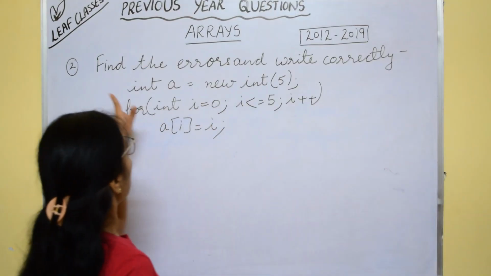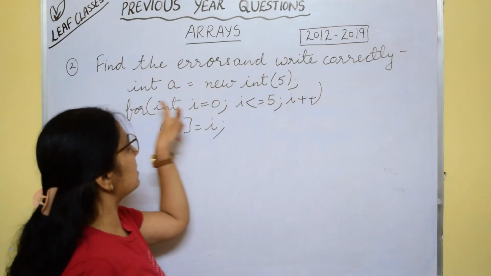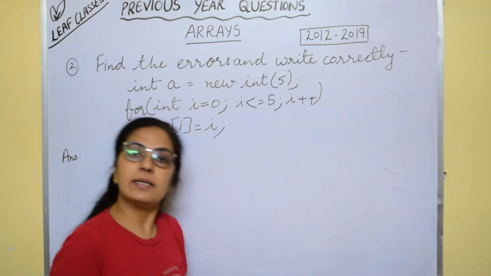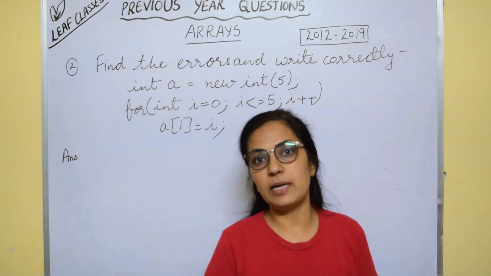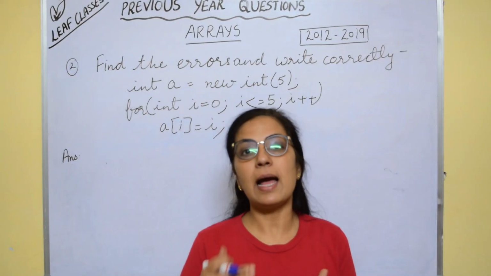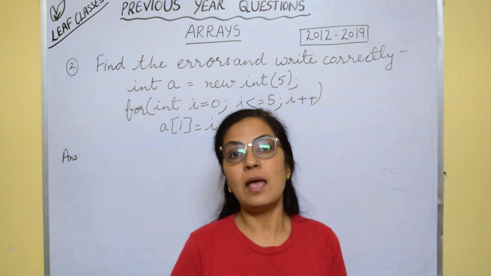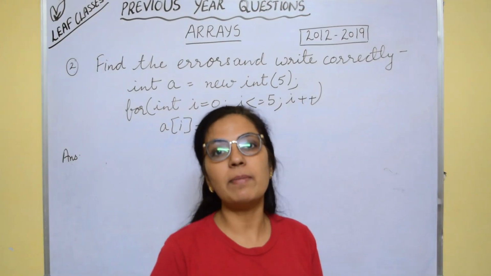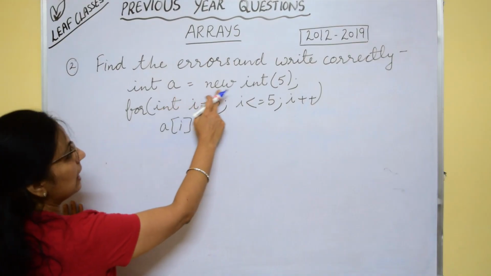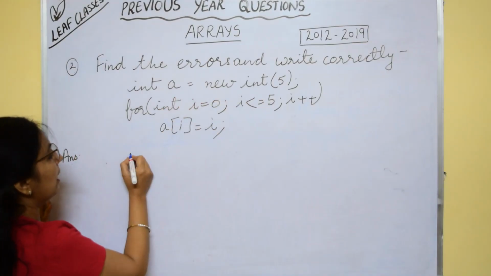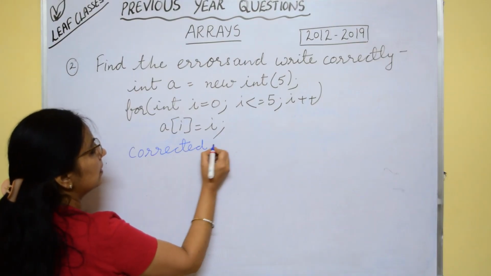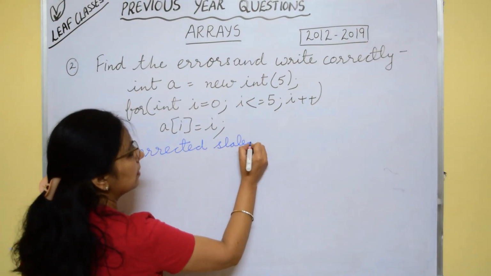Now the next question is find the errors and write correctly, and these three statements are given for integer array. I am writing the complete solution with the explanation so that you know how you have to write in the exams. Some students write wrong even when they know the question and answer. The presentation pattern also matters. So please follow and do properly. int a equals to new int 5. First of all you will write corrected statements.